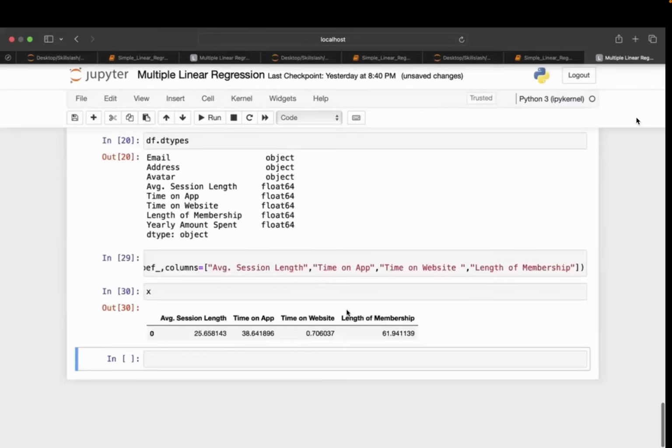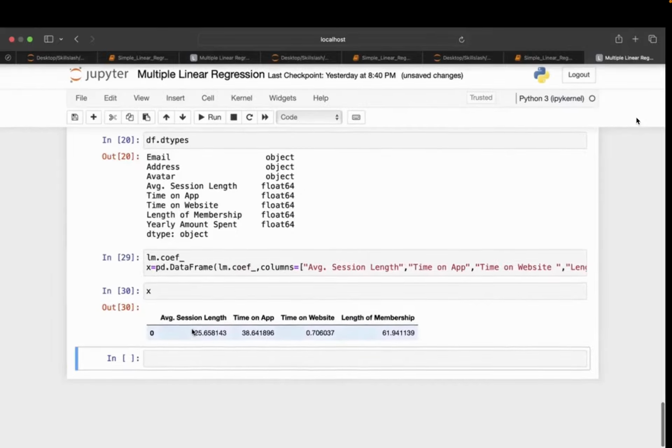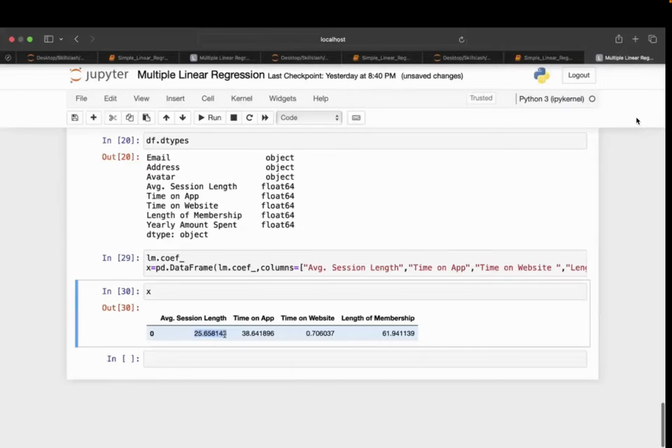Yeah, thanks for that. Now you can see average session length, time on application, time on website, and we are having the coefficient like this. Although I wanted this to come in the single column format, but since it is coming as one row, no issues. You can see average session length value for M1, it is giving me 25.65 something. Time on application, it is giving me 38.64. Time on website, time length of membership.